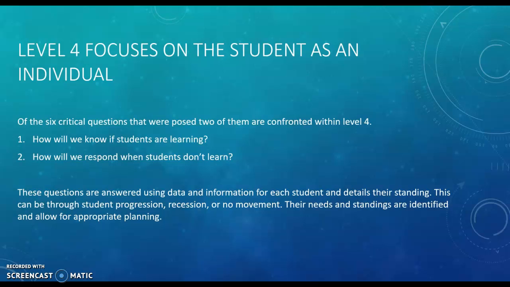These questions are answered using data and information for each student and details their standing. This can be through student progression, recession, or no movement. Their needs and standings are identified and allow for appropriate planning.